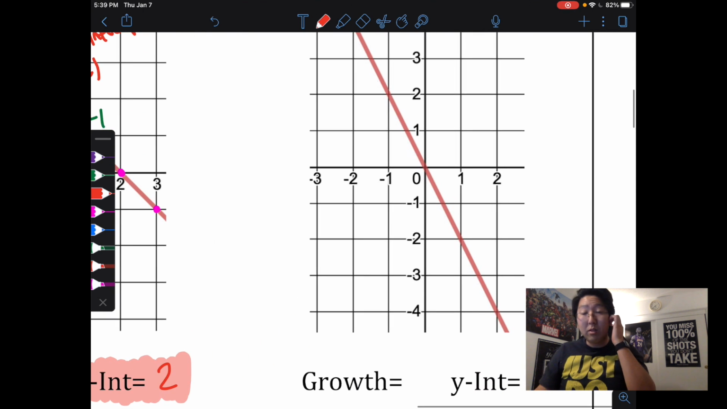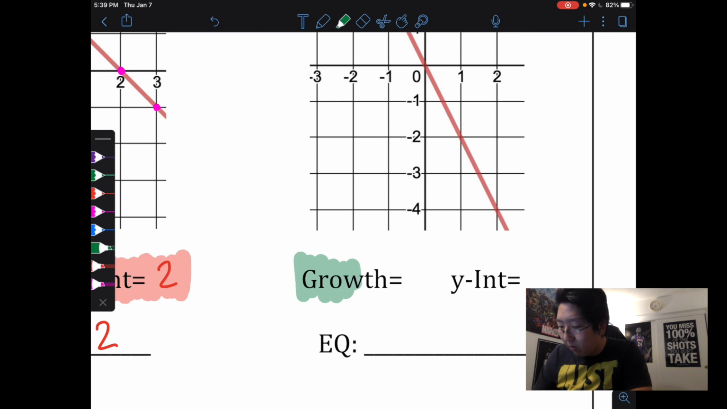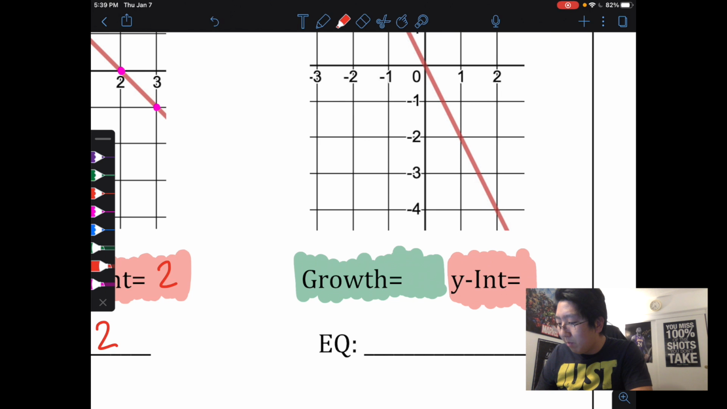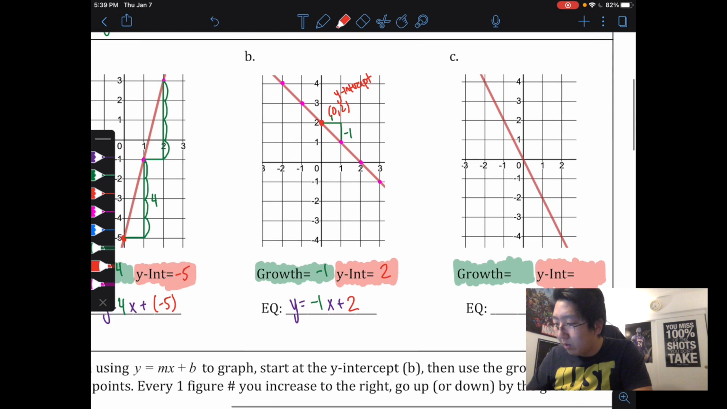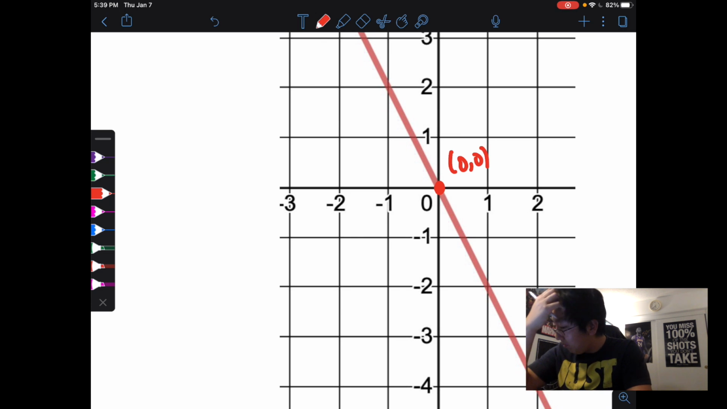All right, let's look at this next one. We need to find two things. For y equals mx plus b, I need to find the m, the growth, and b, the y-intercept, or where you start. So let's look at where this line starts. I'm going to start moving a little bit more quickly. Oh, I want to use red for the y-intercept. So let's go ahead and do that. Starts at (0, 0).